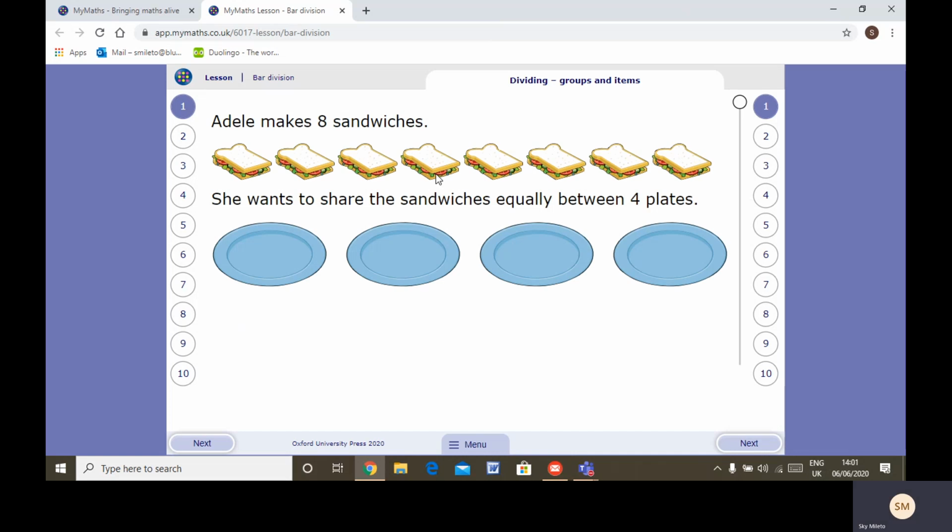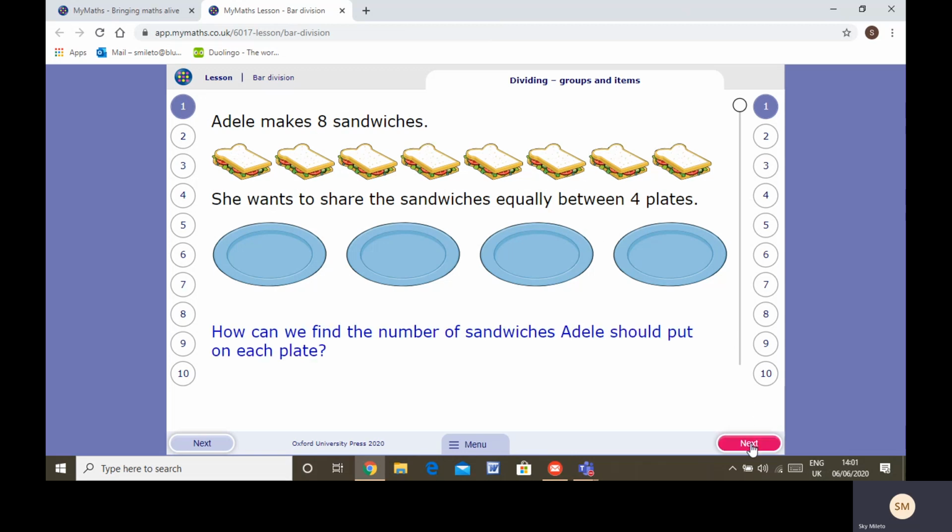Adele makes 8 sandwiches. They look very tasty sandwiches for the salad. She wants to share the sandwiches equally between 4 plates. Okay, so she has 4 plates here and she has 8 sandwiches. So the question is, how many sandwiches should she put on each plate?